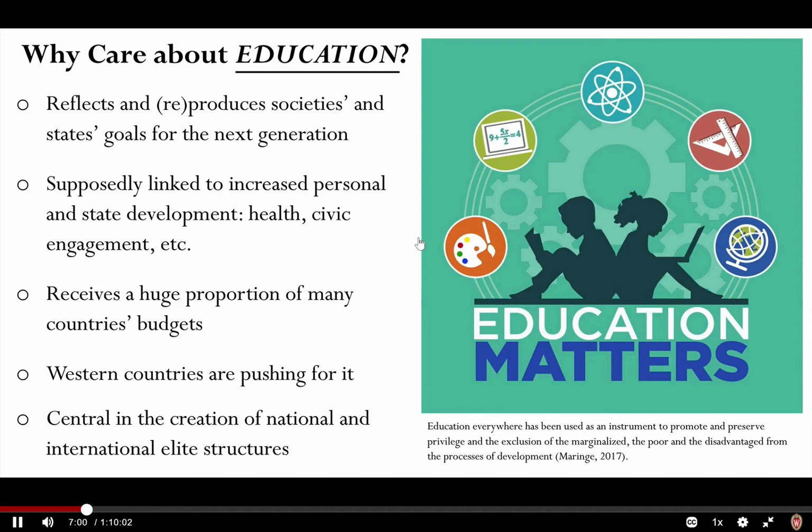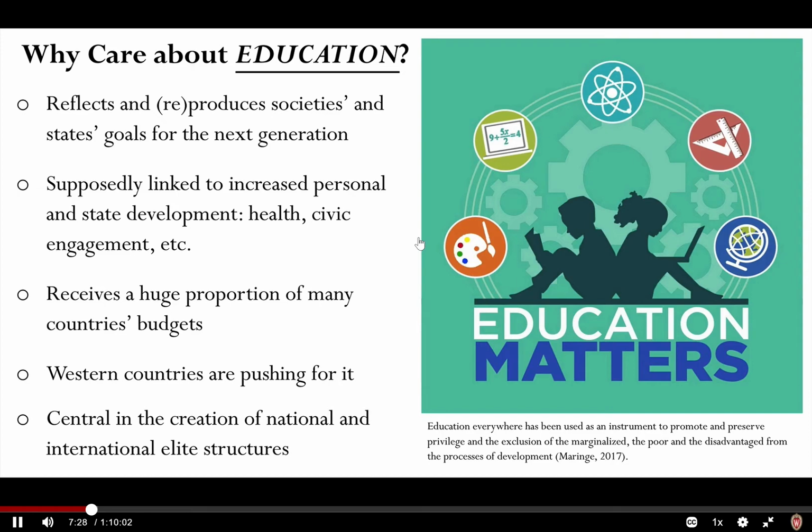But in the process of doing that, there's a lot of marginalization that happens because education becomes central in the creation of national and international elites. The last point there on the slide. The rest of the points on the slide speak to why there is a lot of support for education across the world.